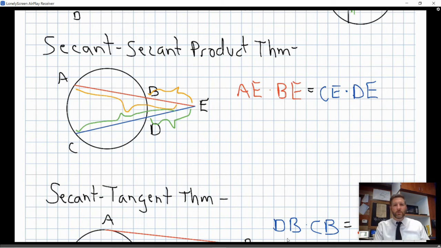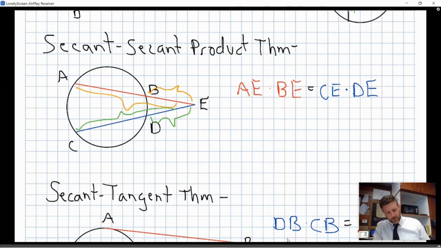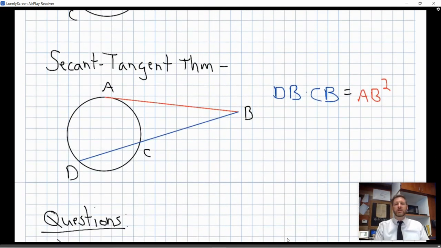One's with chords, the other one's with secants, and then they throw a nice little combo at you, the secant tangent theorem. And again, just a wonderful situation that I'm not going to throw any word problems at you at this point, but they are applicable. And you have a secant line such as DB there. This is our secant line right here. And then you have a tangent line right here.